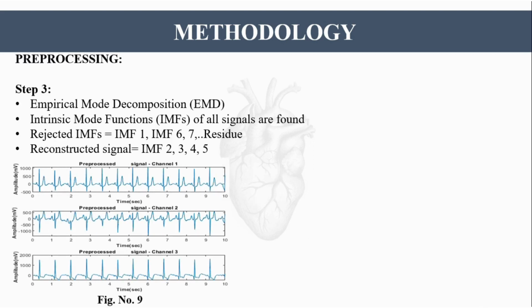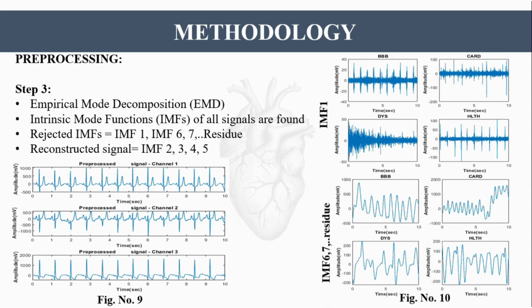Step 3 is implementation of empirical mode decomposition. EMD is a signal processing method that decomposes a complex signal into a finite set of oscillatory components called intrinsic mode functions, which can easily capture the signal's local characteristics in both frequency and amplitude. Moreover, EMD is adaptive, and it is suitable for analyzing non-stationary and non-linear signals like VCG.